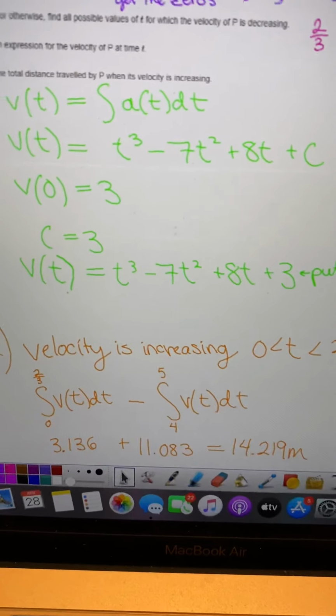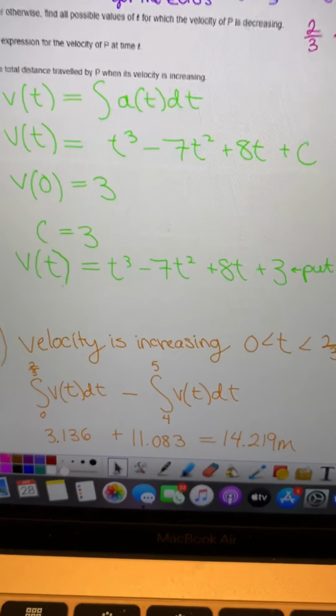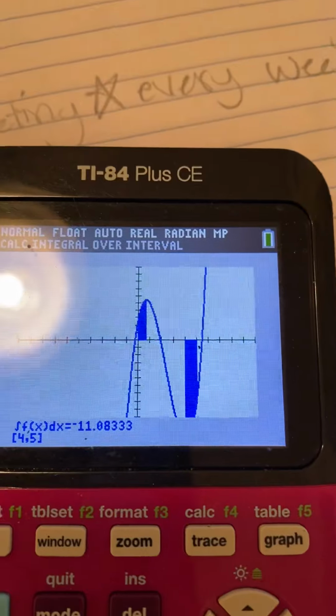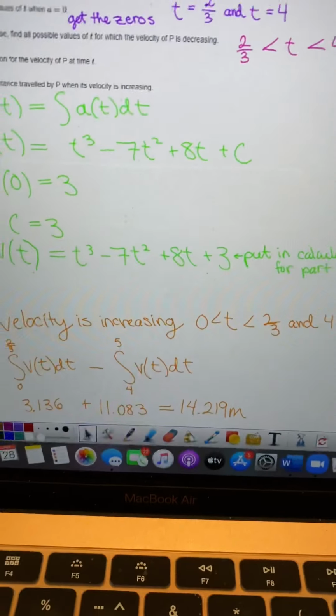And again, I did a minus negative because the second part was in the negatives when I looked at the diagram. If you look at the diagram here and add them together, that's where I got my total here of 14.